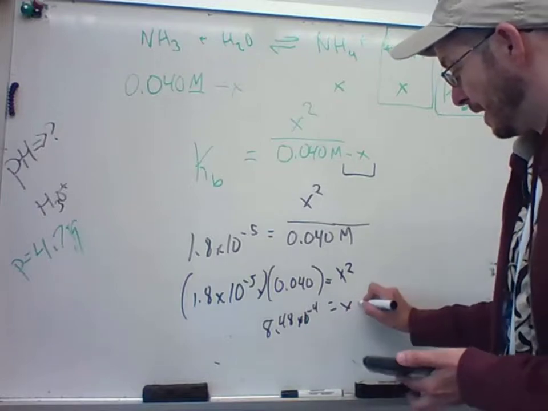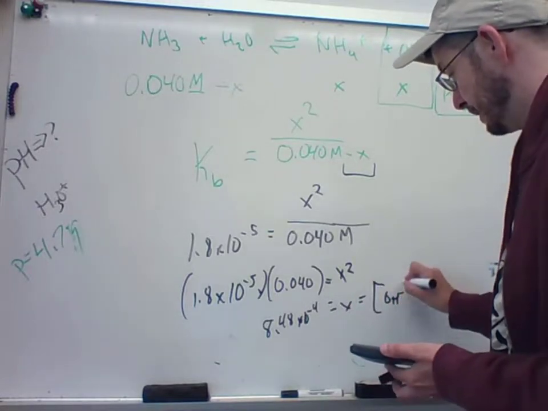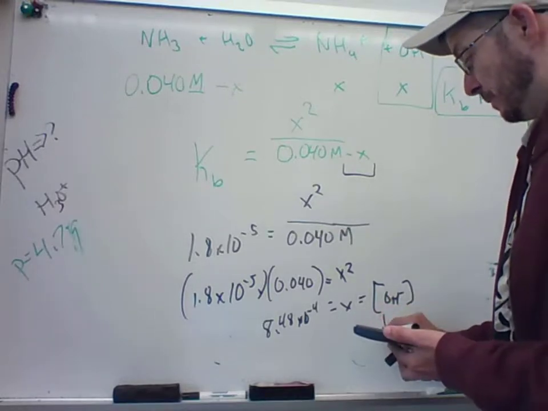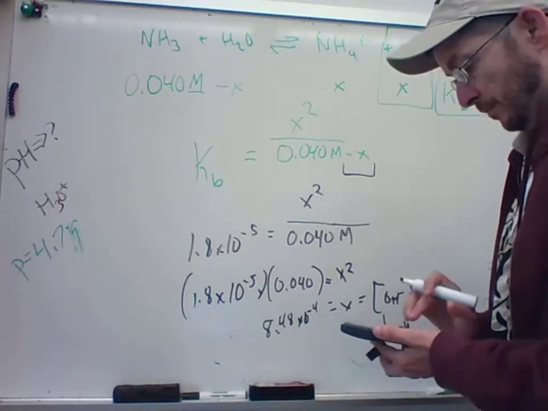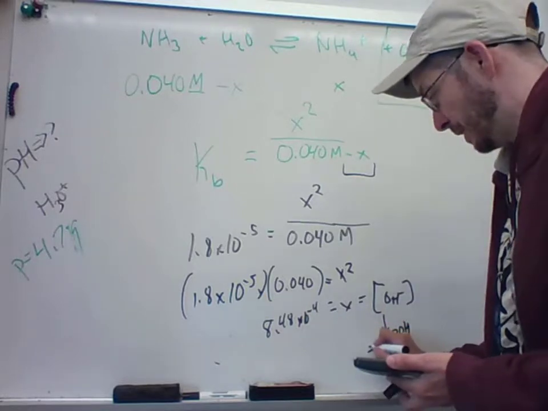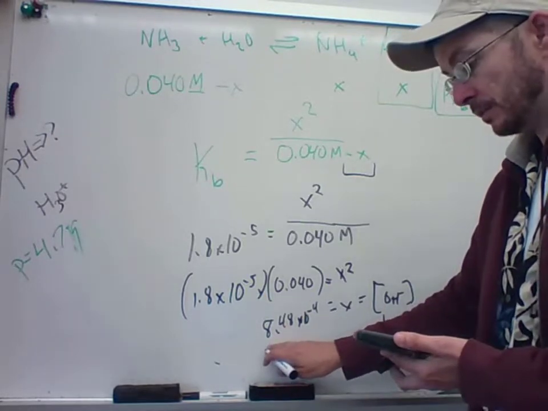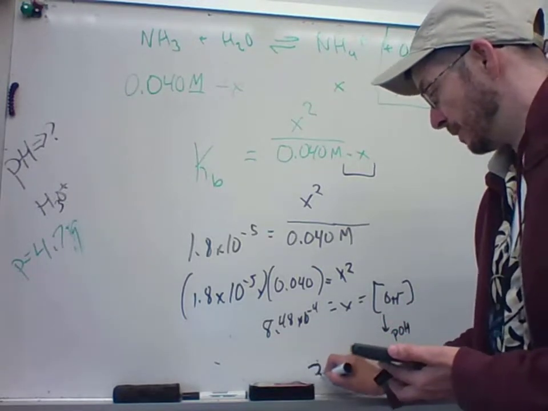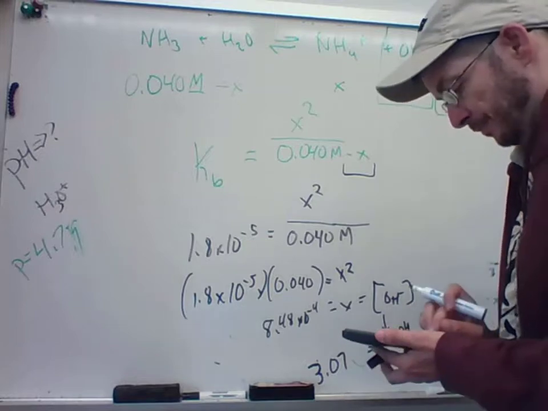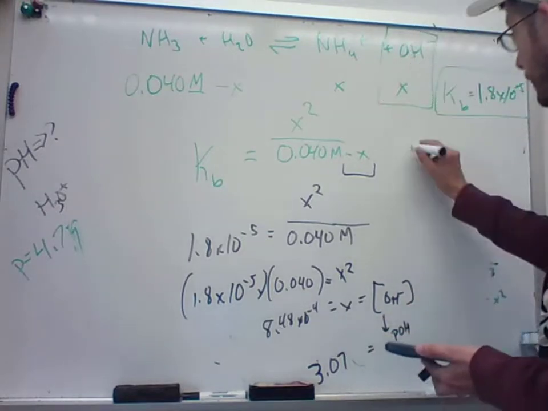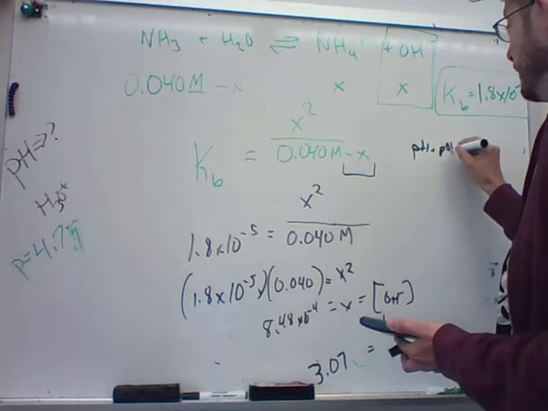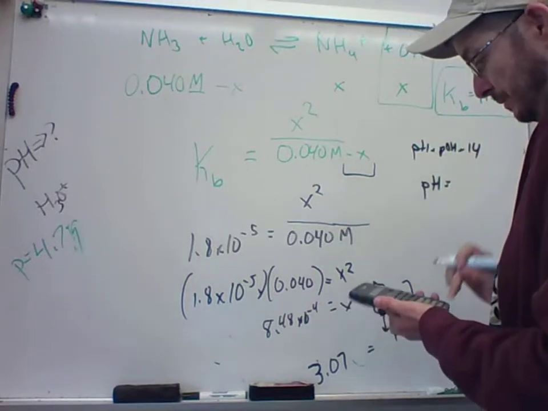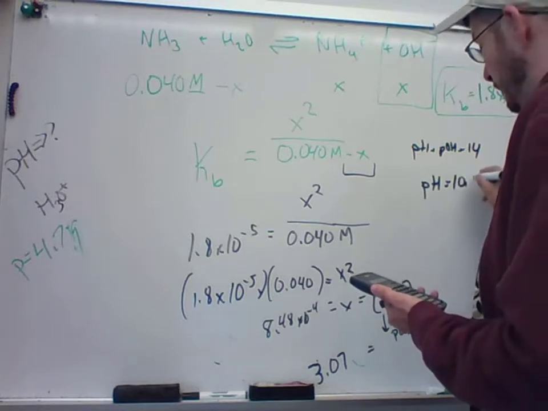But remember, this x is equal to the hydroxide ion concentration, and we're asked for pH. There's two ways to go here. So I will convert this to pOH, which would be equal to the negative log of 8.48 times 10 to the minus fourth, or 3.07. And then pH plus pOH equals 14, and so therefore pH is equal to 10.92.